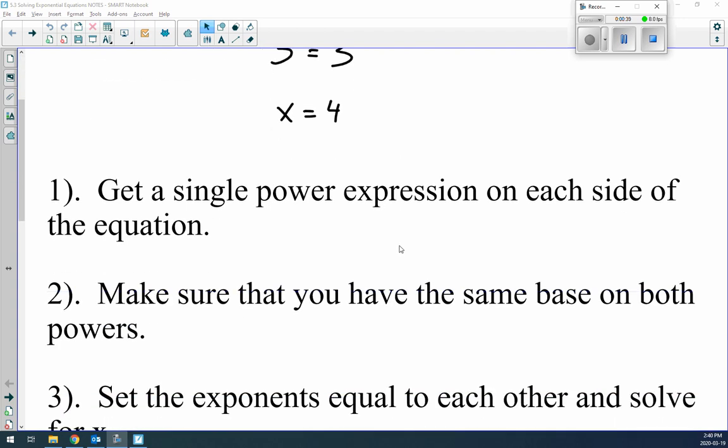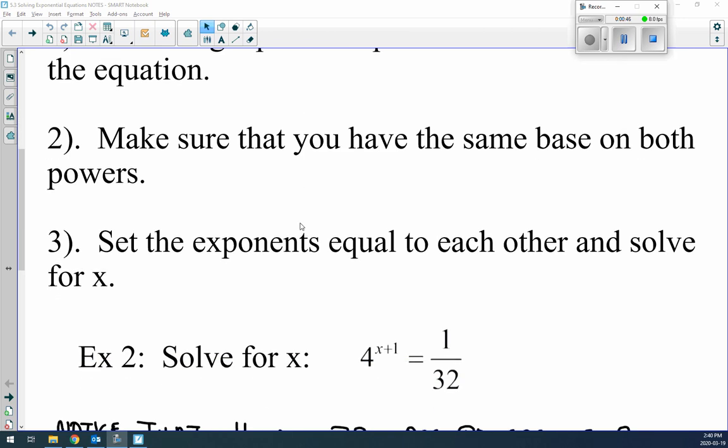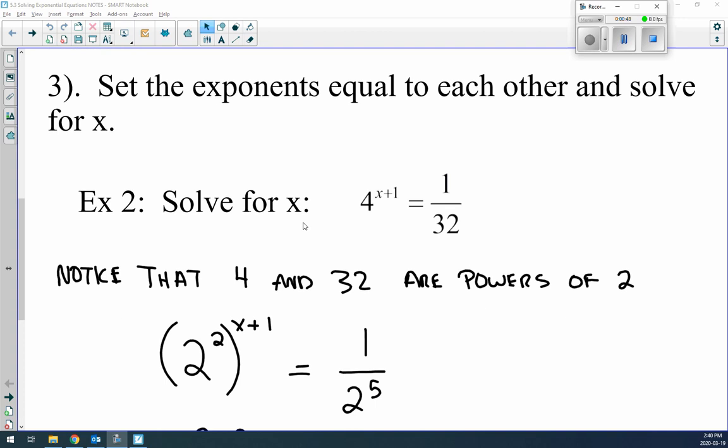Okay, so the key is get a single power expression on each side of the equation. So we're talking about make sure they're the same. Make sure you have the same base on both of them, and then you set the exponents equal to each other. So here's a good example.